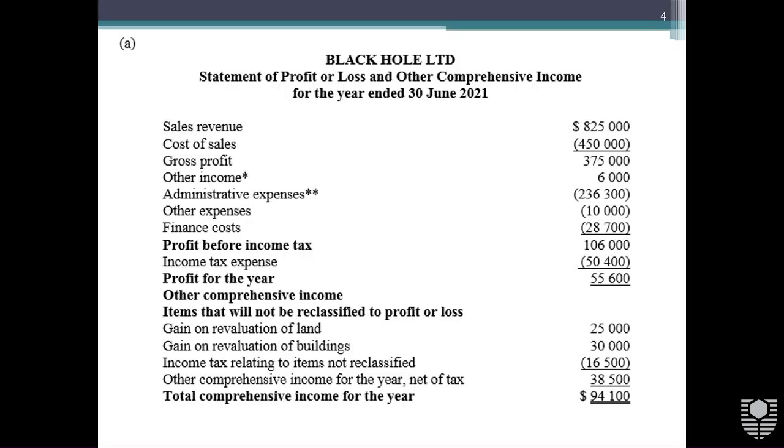So we've got a gain on revaluation there, but there is an income tax effect, all right, on that gain. That's 30% of that 55. So if you use your calculator and just do a quick 30% of that 55,000 of other comprehensive income, the tax effect of that is 16,500. So our other comprehensive income net of tax is 38,500. Therefore, our total comprehensive income is the 55,600 plus the 38,500 to give you the 94,100.